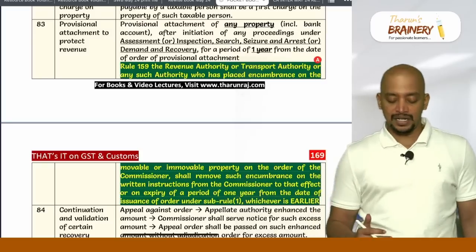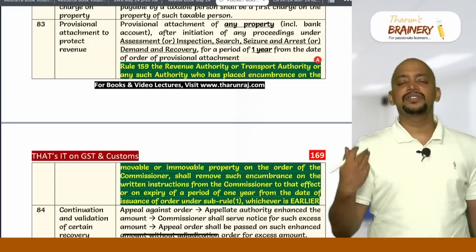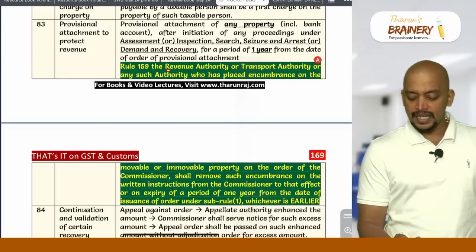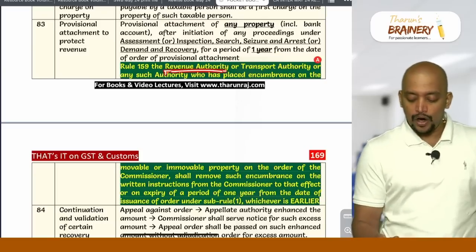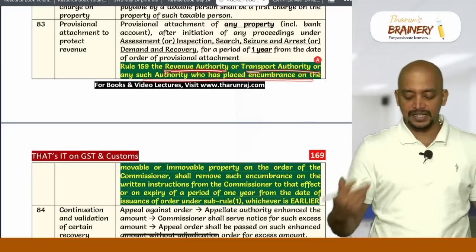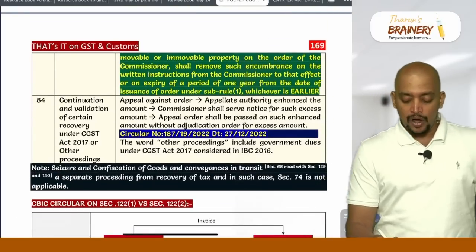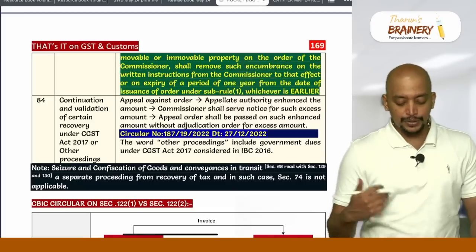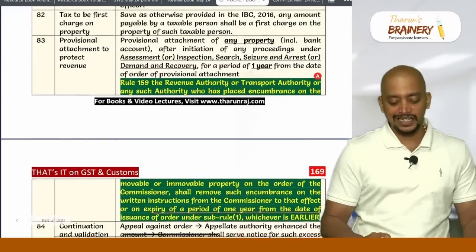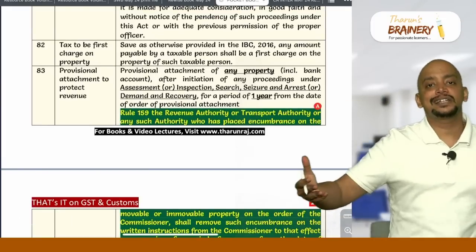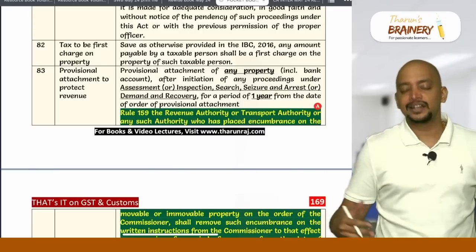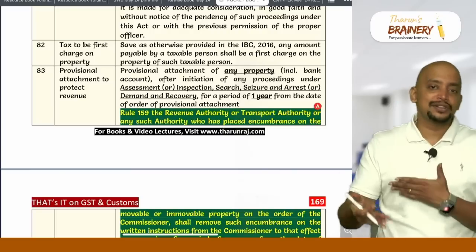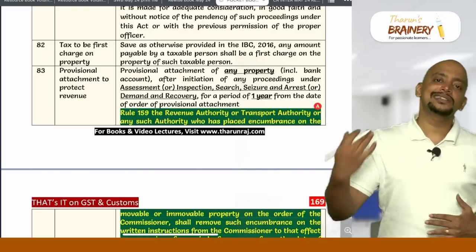Okay, and there is one amendment in this case. Rule 159 says that suppose they attach any immovable property or motor vehicles, etc., then the revenue authority or transport authority or such authority who has placed an encumbrance on the movable or immovable property on the order of the Commissioner shall remove such encumbrance on the written instruction from the Commissioner, on expiry of the period of 1 year. The moment provisional attachment is passed on that asset, there will be an encumbrance, which means we cannot make the sale. So the moment 1 year is over, the provisional attachment order ceases to exist, and the officer should release that encumbrance on the property.